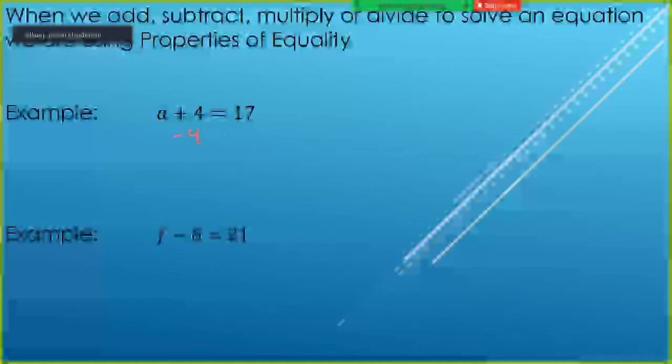So here we would -4, the subtraction property. And then f minus 6 is 21. Well, you have to add to solve it. So what did we use? The addition property. Okay, I think people are doing okay with that based on the thumbs.